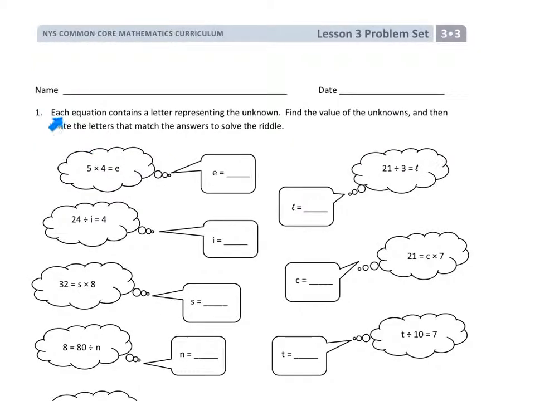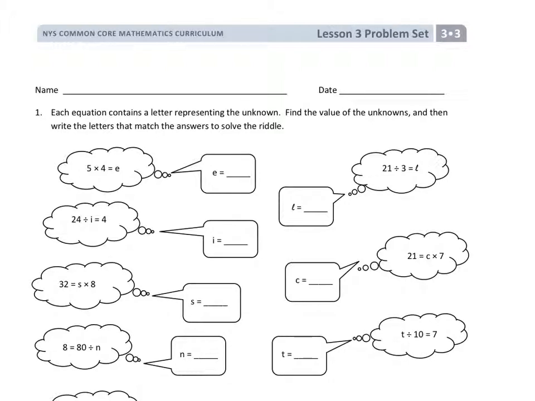Okay, so we're going to read here each equation. Remember, an equation requires that equal sign. So all these are equations, they have that equal sign. Each contains a letter representing the unknown. We used n in our example, but there's all kinds of letters here. Find the value of the unknown, which means what number is it, and then write the letters that match the answer to solve the riddle. I'm not going to do all of these for you.